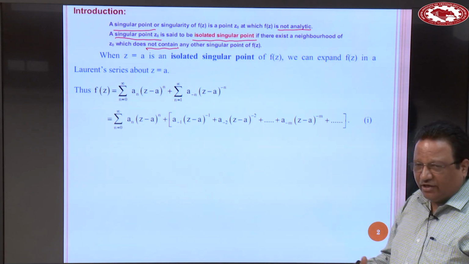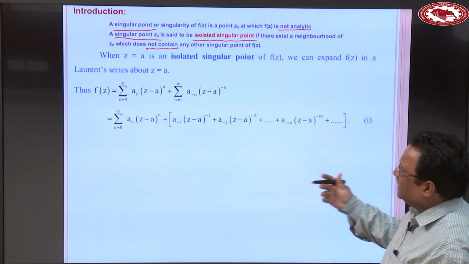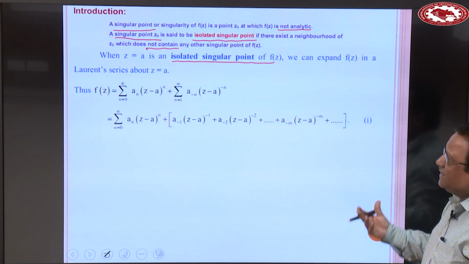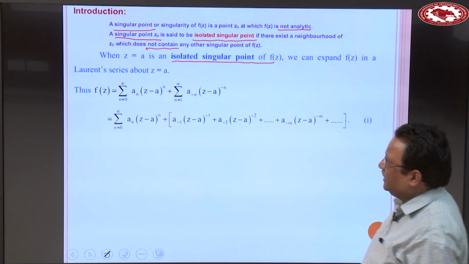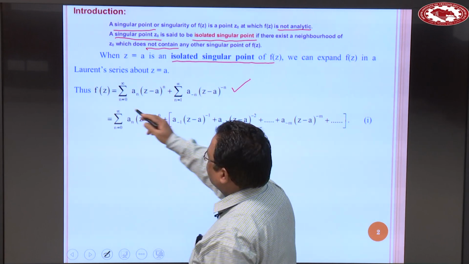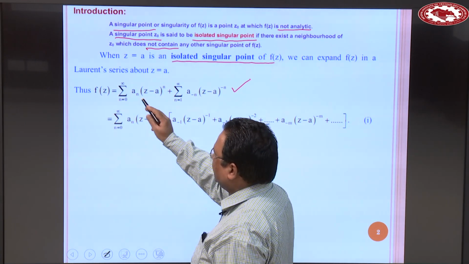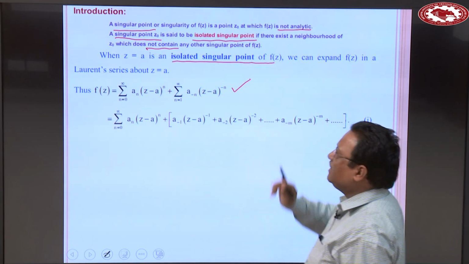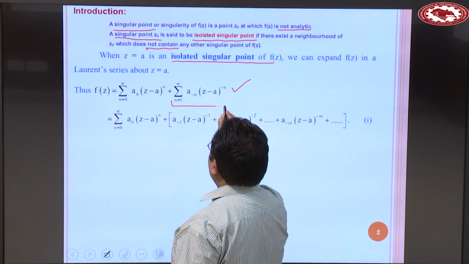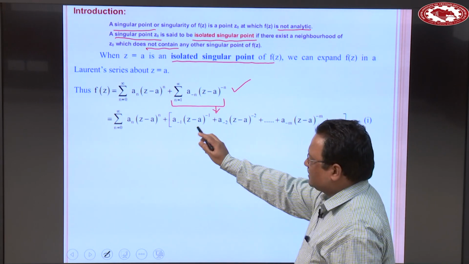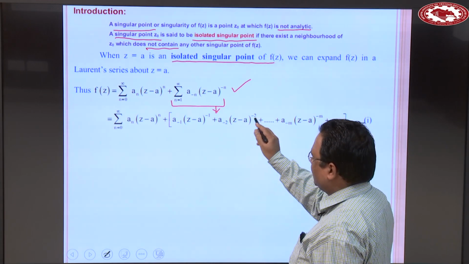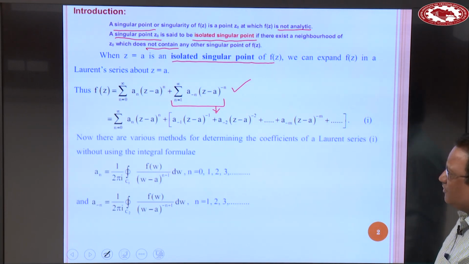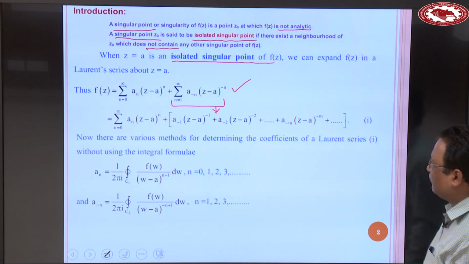And we already know that when z equal to a is an isolated singular point of f(z), then we can expand f(z) in a Laurent series about z equal to a, and that Laurent series can be represented as f(z) equal to summation n from 0 to infinity a_n (z minus a)^n plus summation n from 1 to infinity a_(minus n) (z minus a)^(minus n). These terms can be written this way: a_(minus 1)(z minus a)^(minus 1), a_(minus 2)(z minus a)^(minus 2), and so on, and this term as it is. Clear?